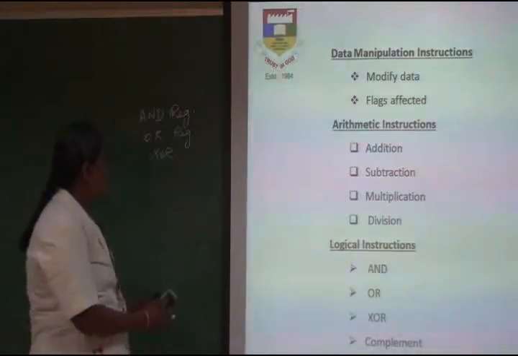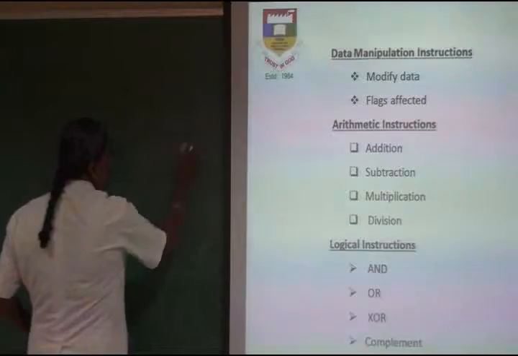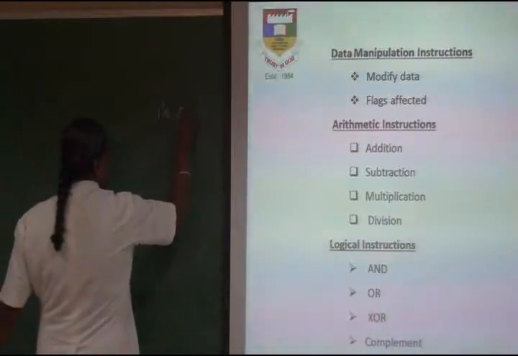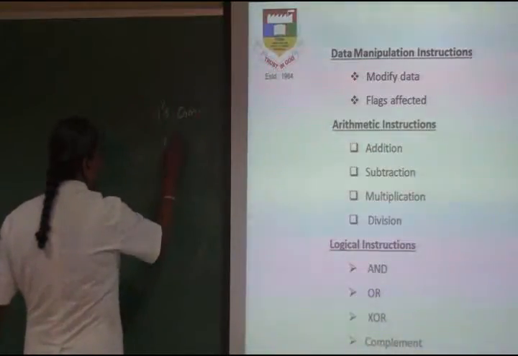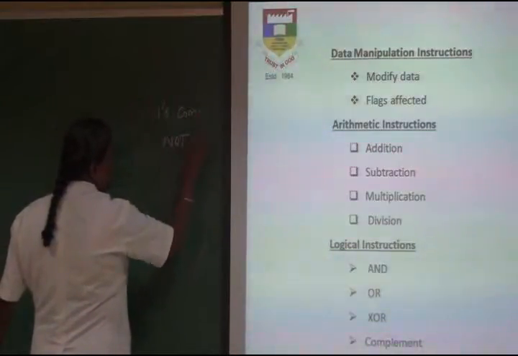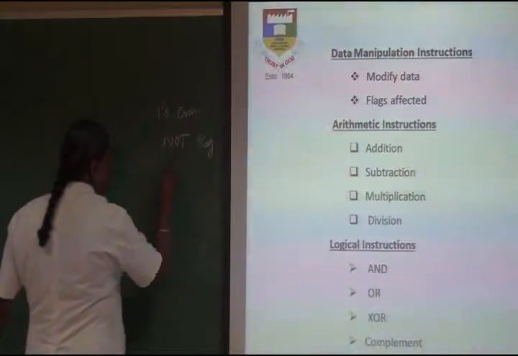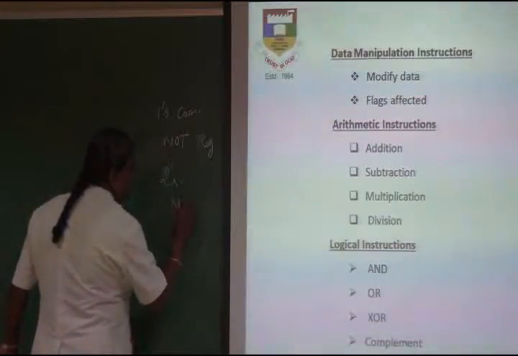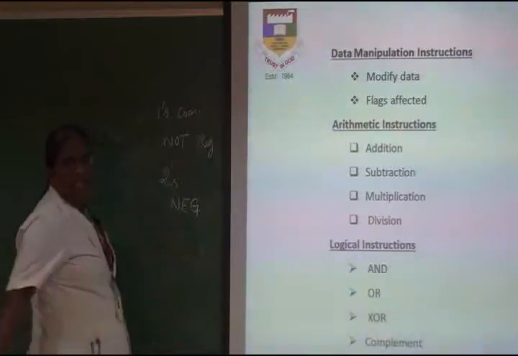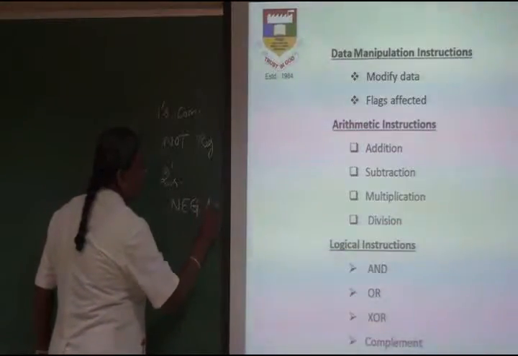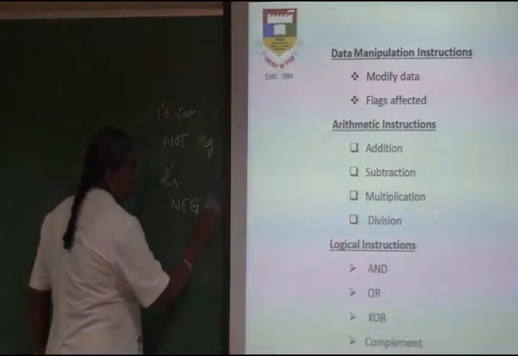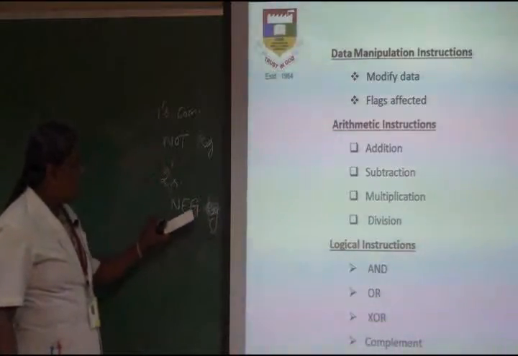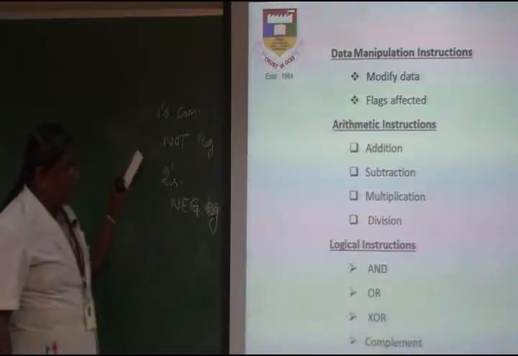For complement operation, 1's complement and 2's complement, separate instructions are used. For 1's complement, the instruction used is NOT register. For 2's complement, the instruction used is NEG AX or NEG register. That means the contents of the register will be replaced by its 2's complement.